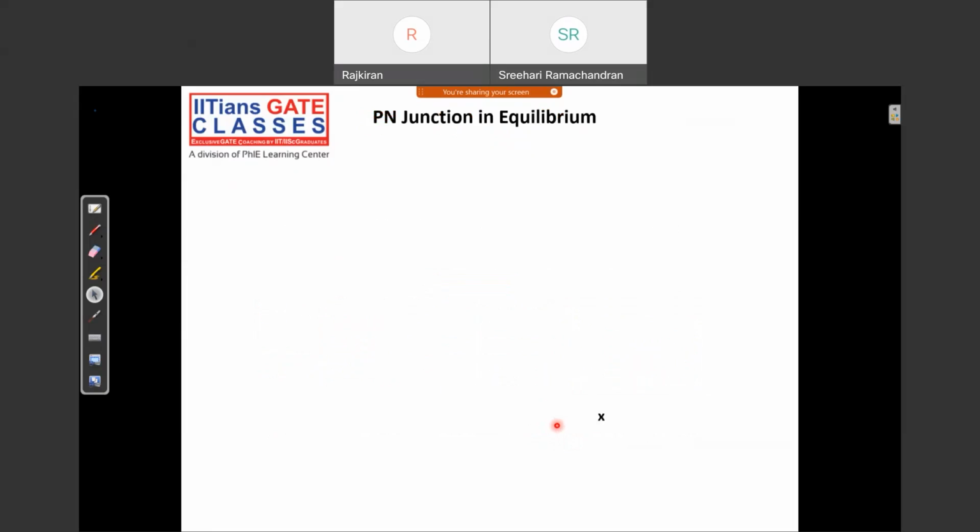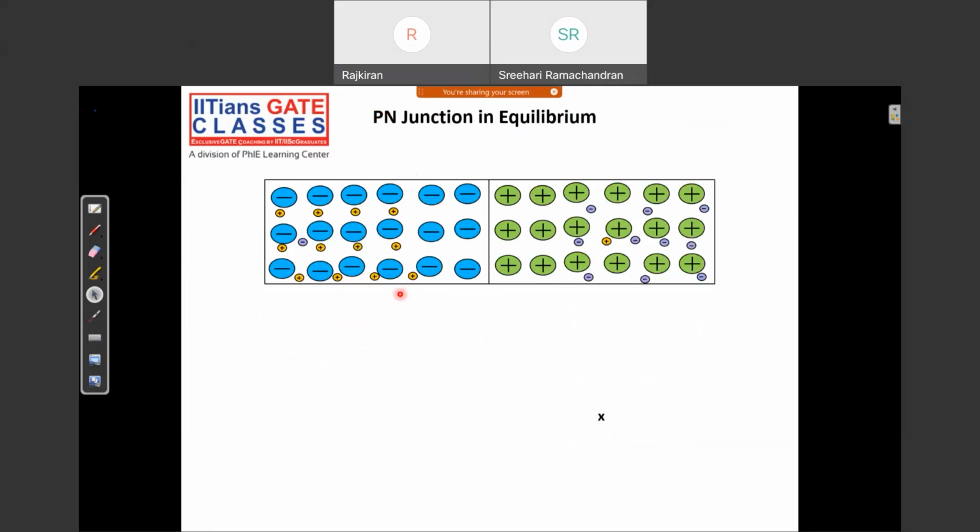So at equilibrium, what we have at the junction is an electric field, and the area near the junction has very few electrons and holes, almost free of electrons and holes. That's why it's called the space charge region or depletion region.